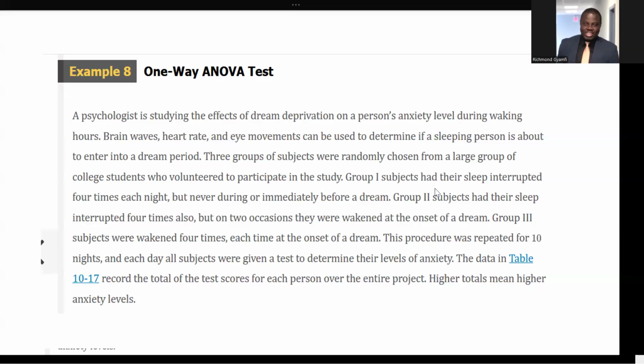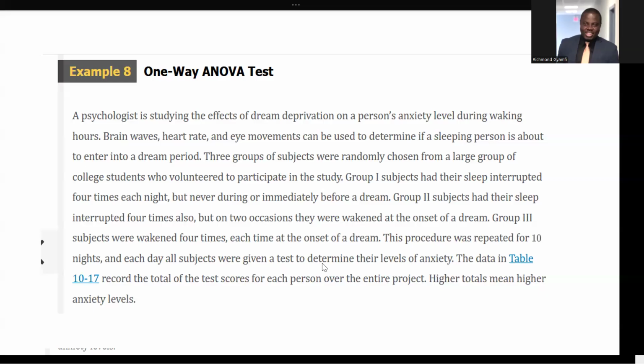Group 1 had their sleep interrupted 4 times each night. Group 2 subjects had their sleep interrupted 4 times also, but only on 2 occasions they were wakened at the onset of the dream. Group 3 also were wakened 4 times, each time at the onset of a dream. Now, this procedure was repeated 10 times. And each day, all subjects were given a test to determine their levels of anxiety.